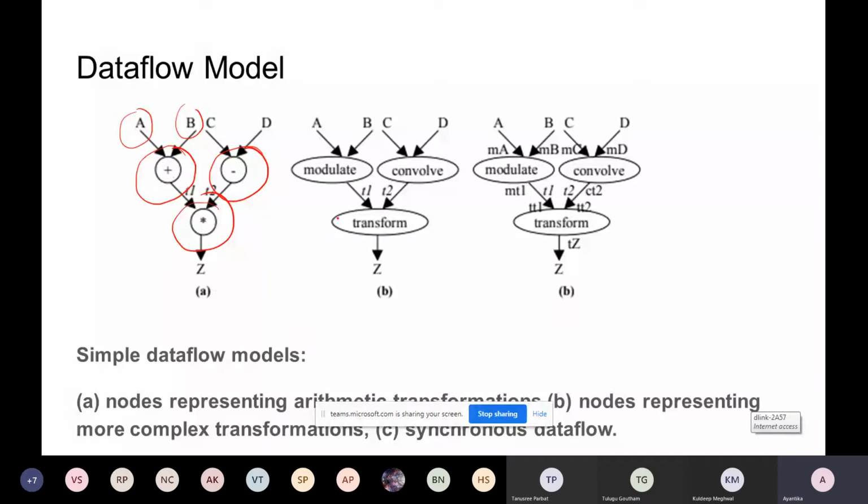Similarly, this is more specific because these types of data models are suitable in DSP or signal processing related things. So these are a few operations, or we can say a few transformations related to that domain. You can modulate, you can convolve, you can transform, and apply any other transform. And the important part is that this data model is maybe synchronous, and maybe you can apply parallel processing in different operational nodes.